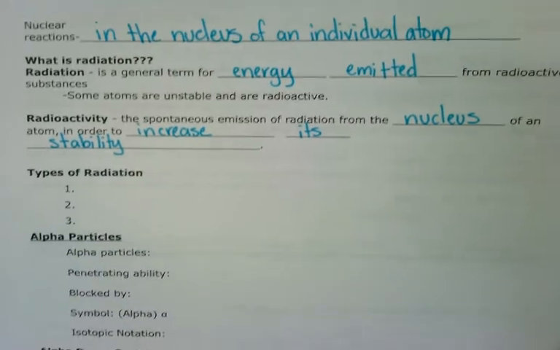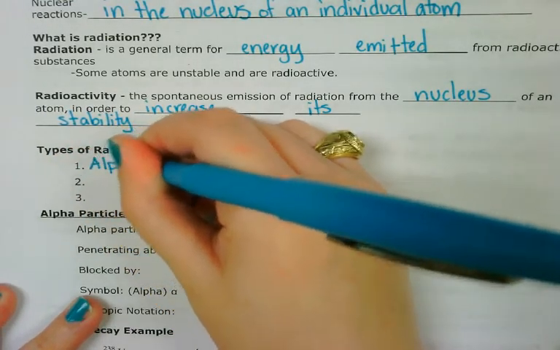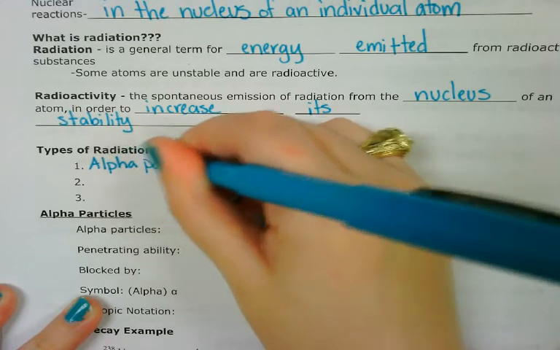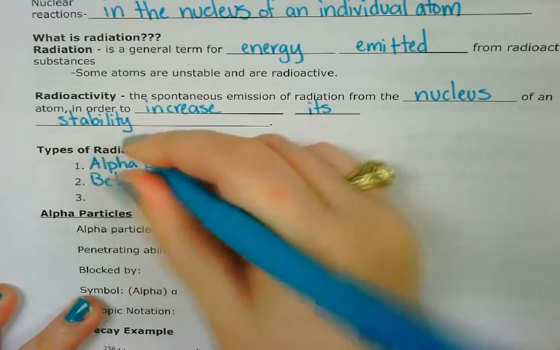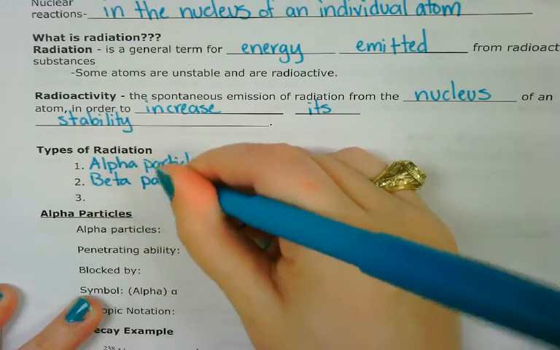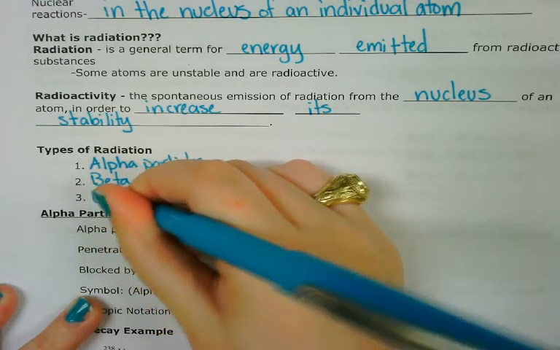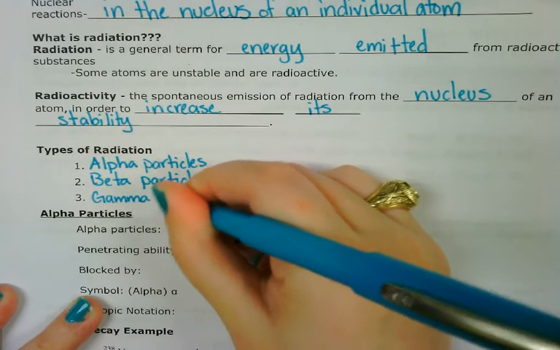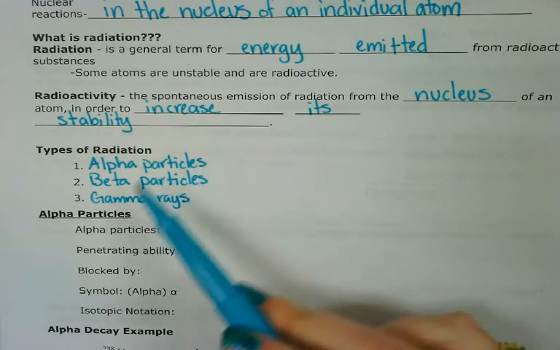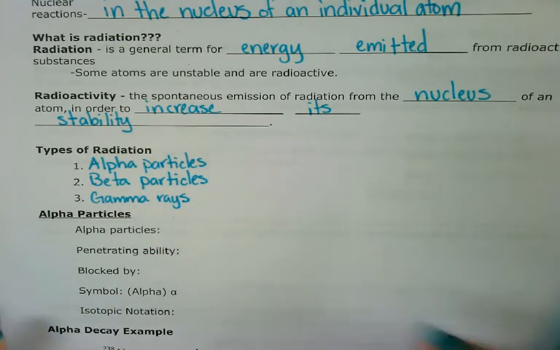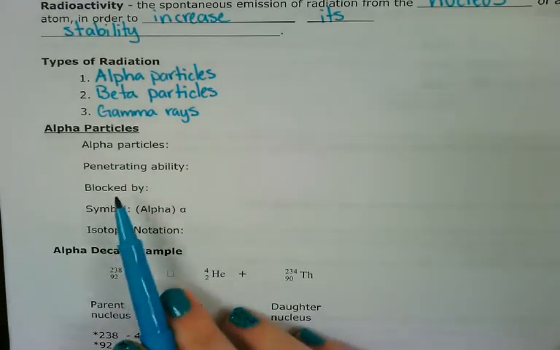And then there are 3 types of radiation. There are alpha particles, beta particles, and gamma rays. So we will be discussing all 3 types of radiation today, and they all have different strengths. So let's go to alpha particles.